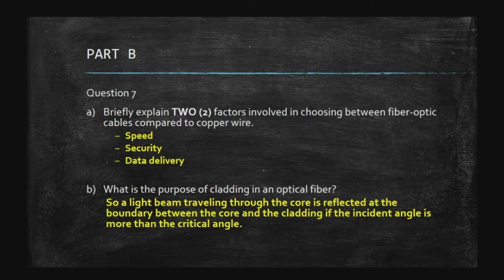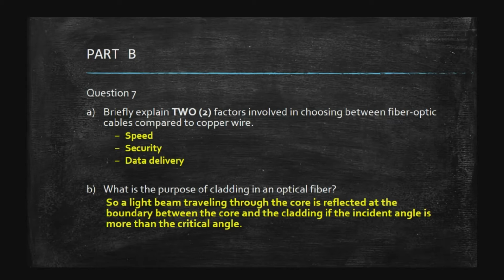In terms of the security, which one is more secure for your data when they are transmitted from one side to another side? And then in terms of data delivery, it's referred to the accuracy. So you should explain about the speed or the security part or the data delivery part.